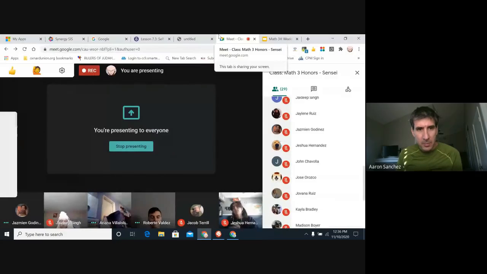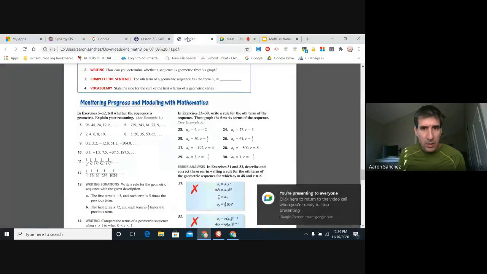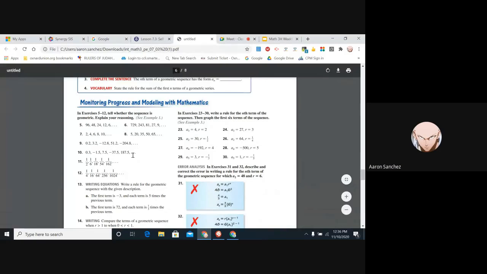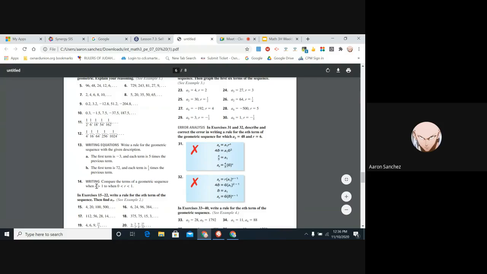Okay, now let's go ahead and look at, so this is like 5 through 12. I did the easiest one. If you want me to do a harder one, you can ask me after class, but it says see example 1. The only thing is, some of these you just have to divide fractions. 1/6 divided by 1/2, then 1/18 divided by 1/6, 1/54 divided by, you just multiply by the reciprocal. Okay, let's go to these.